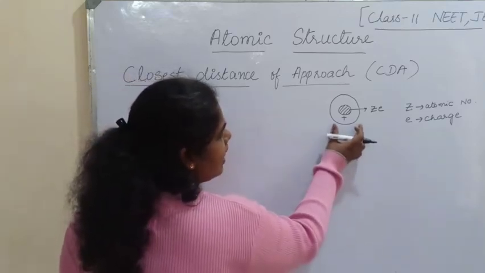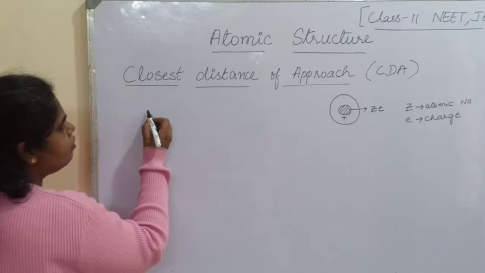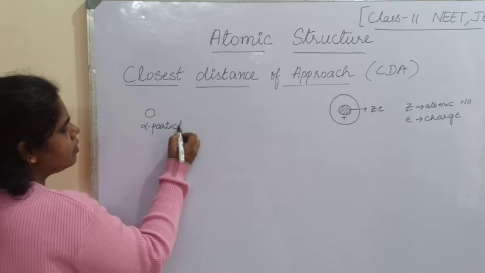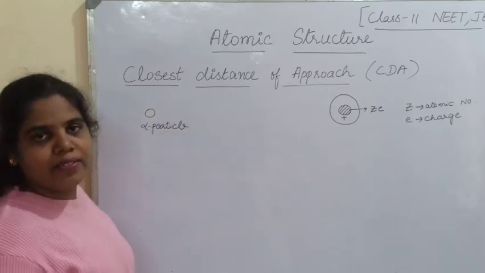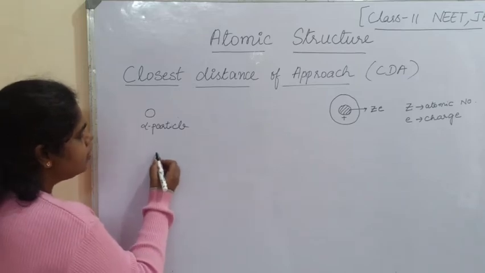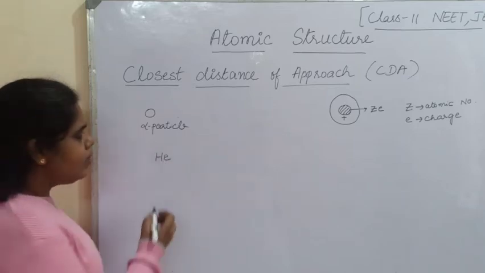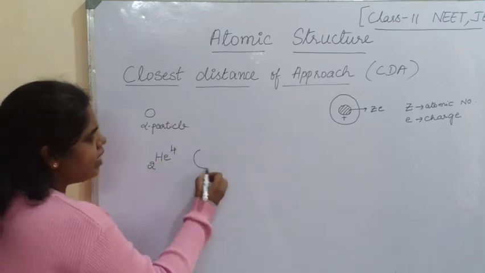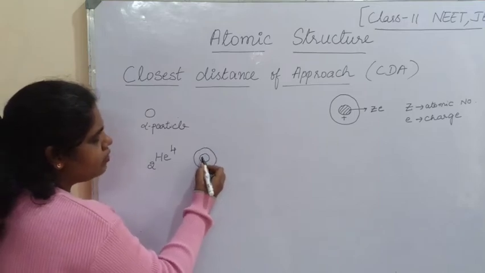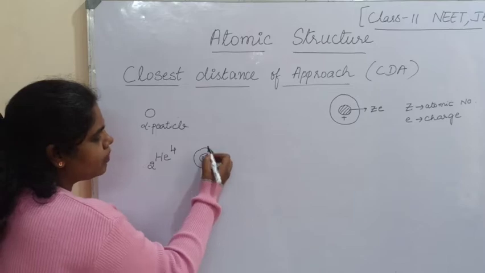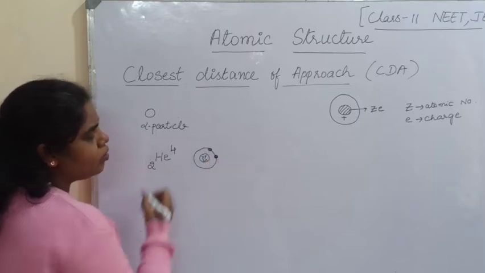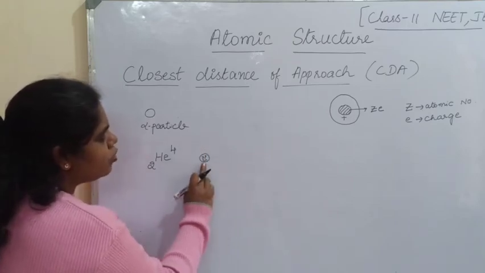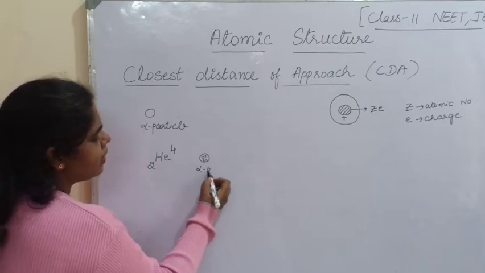Now we have considered an atom, and let us take an alpha particle here. Students, do you know what an alpha particle is? An alpha particle is a helium nucleus. The helium atom has atomic number 2 and mass number 4, meaning it has a nucleus with 2 protons and 2 neutrons, and there are 2 electrons in the shell. If you remove these electrons, only the nucleus remains, which we call an alpha particle.